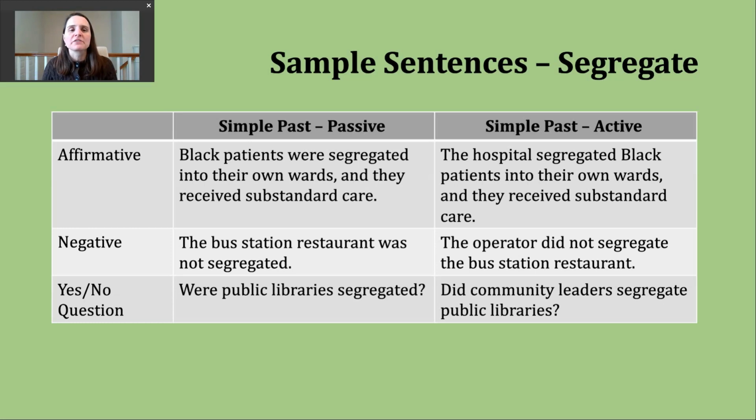So I'm going to look at it in the affirmative. Black patients were segregated into their own wards and they received substandard care. Now, a sentence similar to this was used to describe what happened in Washington, D.C. hospitals in the 1800s. Okay, so again, that idea of separating by race. So it's going back to our second definition. But if you look, our passive voice is made here by using a past form of the be verb. So we're talking about more than one patient who received this action.